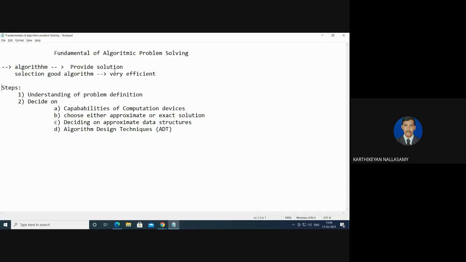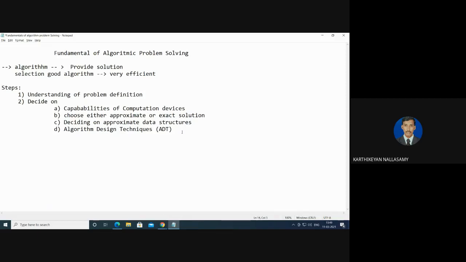Second one, decide on the parameters. There are different parameters we need to evaluate before selecting the algorithm for solving. The first one, we are going to talk about the capability of your computational devices. Second one, choose whether you are going to provide an abstract or exact solution for the problem. Third one, you are going to decide what kind of data structure we are going to implement. And the fourth one, what is the type of methodology we are going to use for finding a solution.